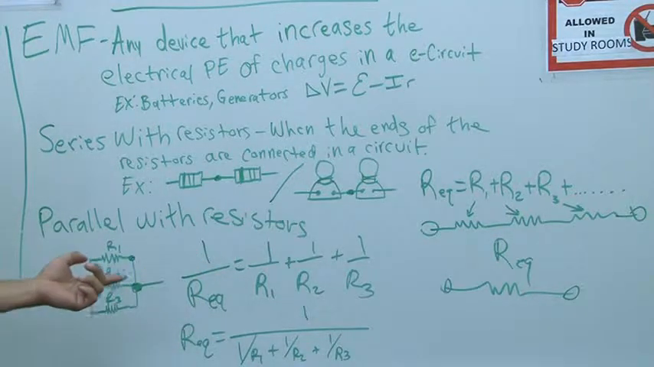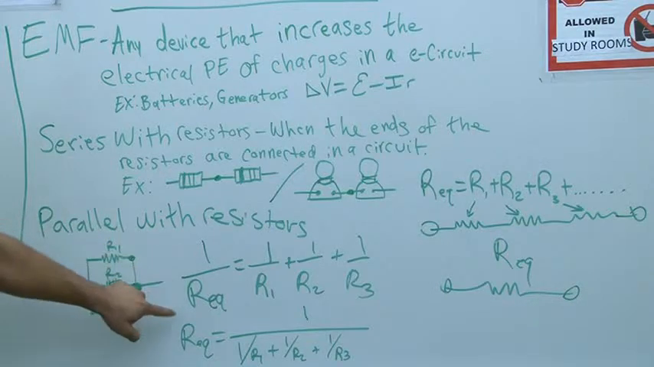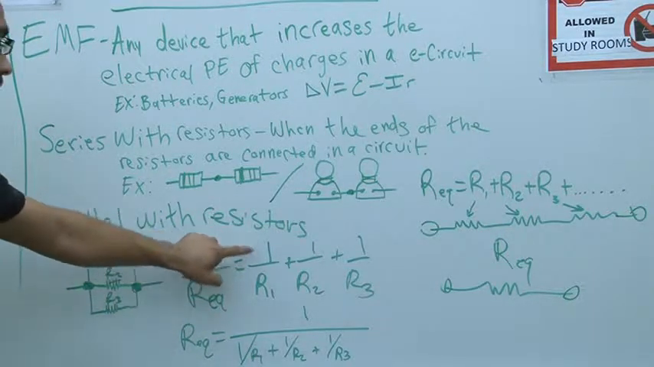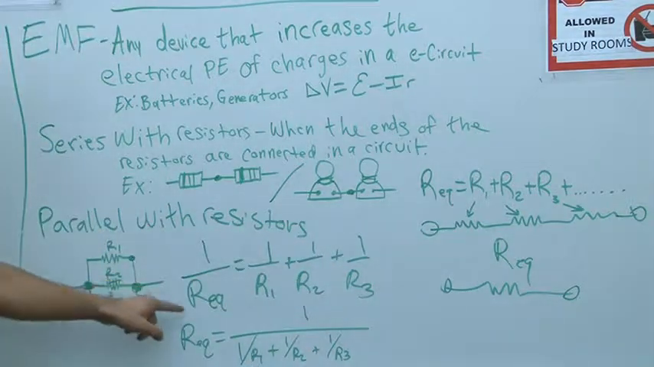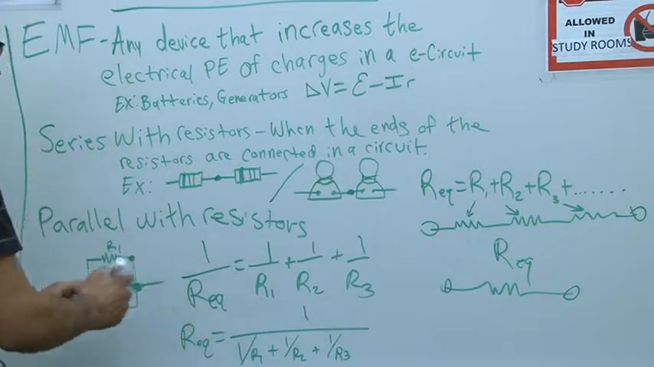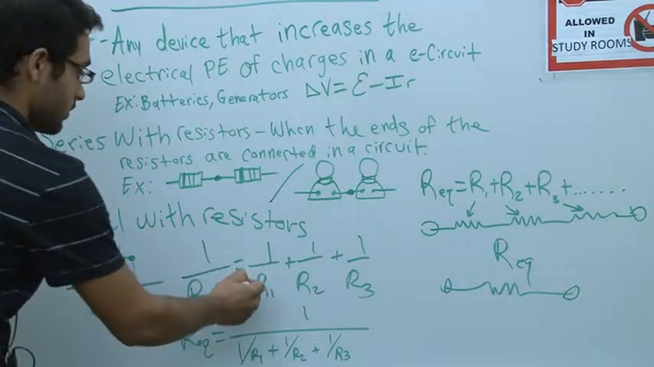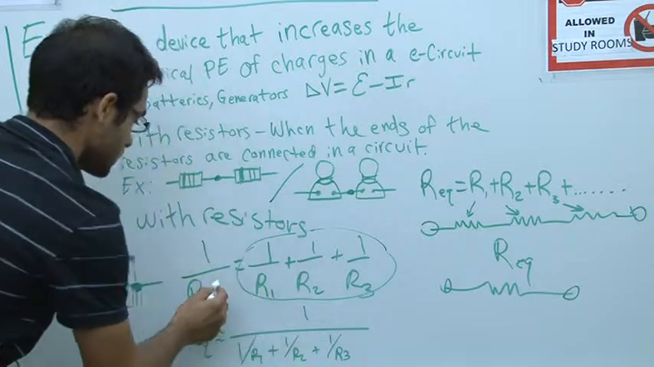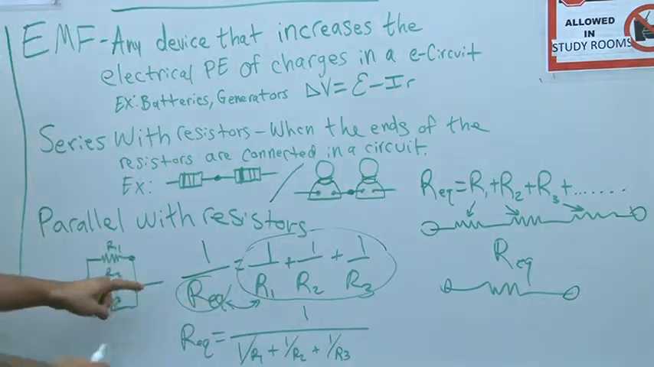The formula for that is simple too. First of all, you have the inverse of R equivalent equals 1 over R1 plus 1 over R2 plus 1 over R3. Now let's say you want to solve just for R equivalent. Well, as you know in algebra, you can swap the sides. Now, as you can see, I did that.